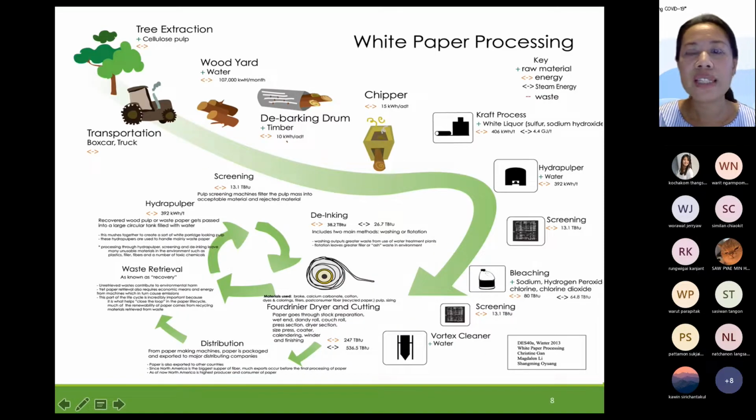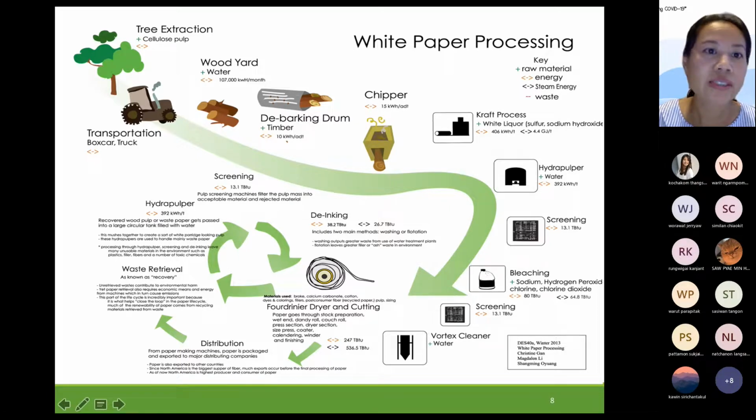And this shows the white paper processing. We have to know that the original paper is made from trees, right? You can look at this: the plus symbol means the raw material, right? This symbol means the energy consumed in that process, and the stream energy and waste, right?